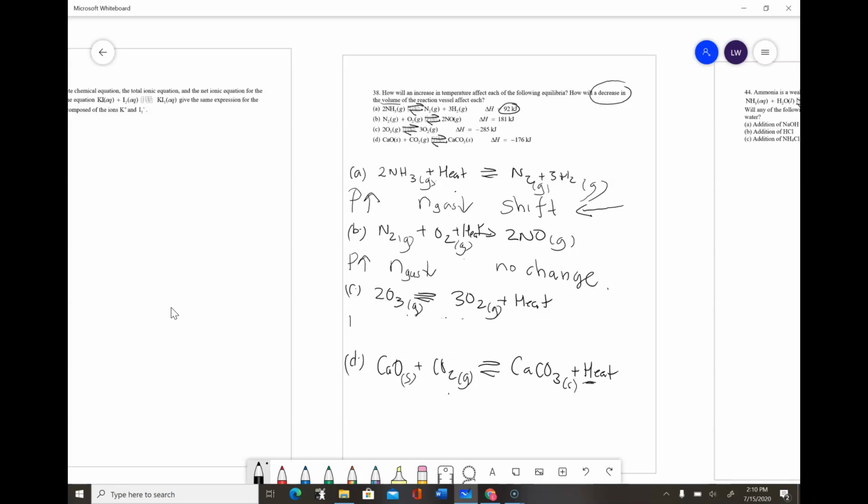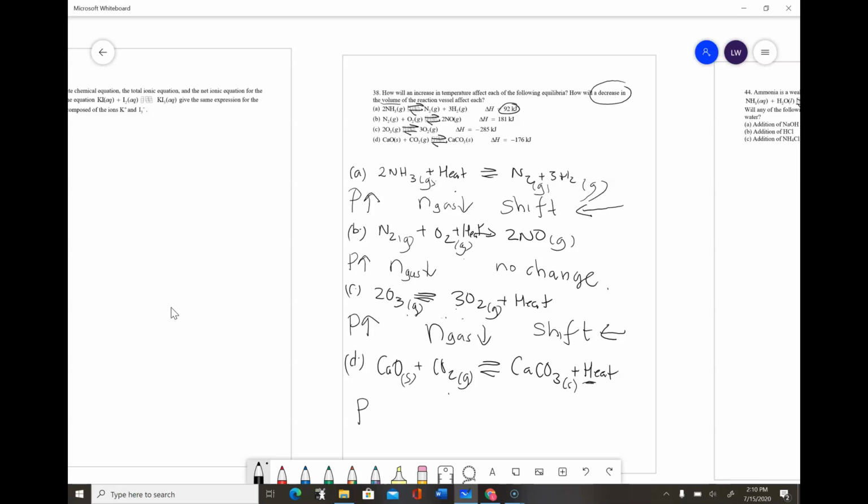Again, we're going to reduce the volume and that'll make the pressure go up. So the system will respond by reducing the number of moles of gas to get the pressure to go back down. In this case, we've got 2 moles of gas on the left and 3 moles of gas on the right. So it'll shift to the left to make the pressure go down.